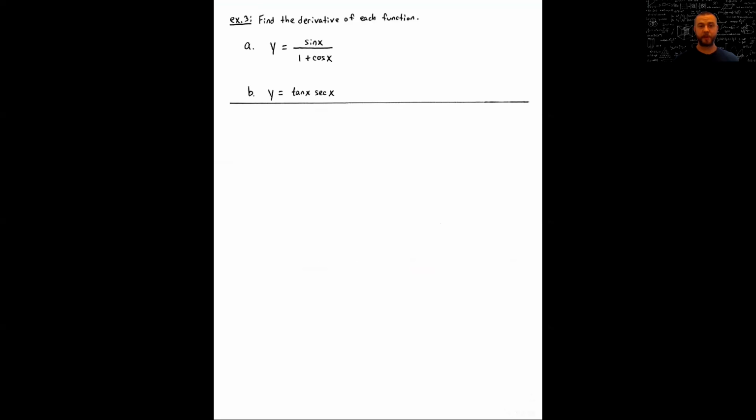Okay, so the question that we'll be answering throughout the next few lectures is still: find the derivative of the given function. We're talking about trig functions right now. We still have some other types of functions still to go.